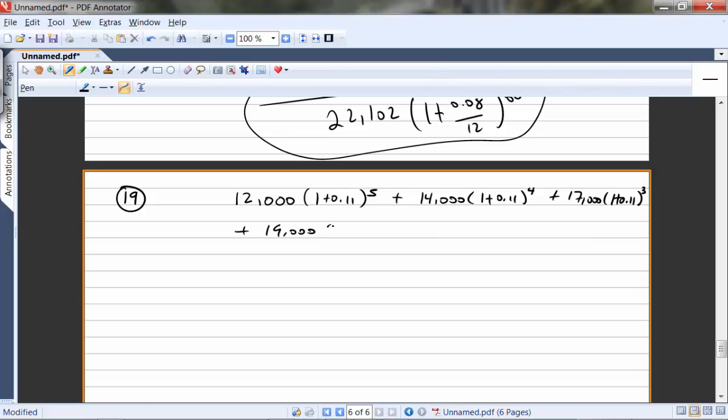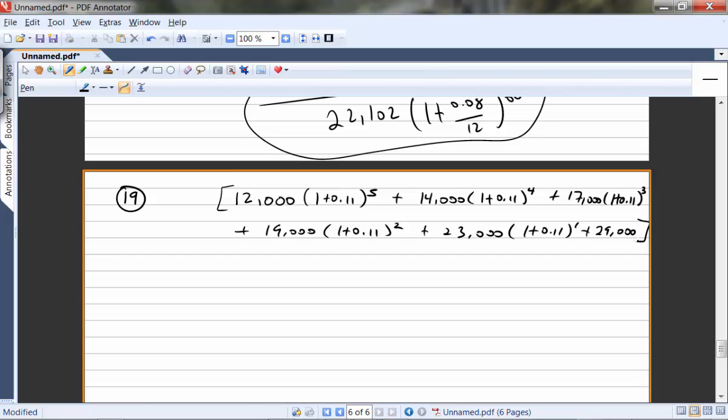19,000 at the end of 4 years. We can put it in the interest-bearing account at 11%, but we only get to get interest for 2 more years. 23,000. Put it in. We get it at the end of the fifth year. We only get 1 year of interest. And then we get 29,000 at the end of the sixth year. We don't have any time to get interest on it. What's the value of this investment to us right now? Well, here's the value of that account if we did that investment, right?